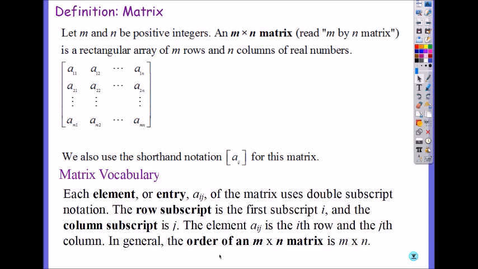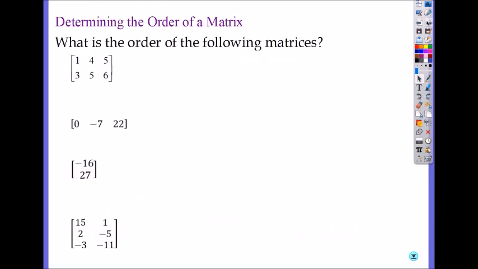So let's look at an example. What is the order of the following matrices? Again, go from left to right. You hit the rows first, right? So it is 2 by 3, 3 columns. This will be what? 1 by 3. This will be 2 by 1. And the last one will be 3 by 2. Those are the orders of matrices, the size, the dimensions.